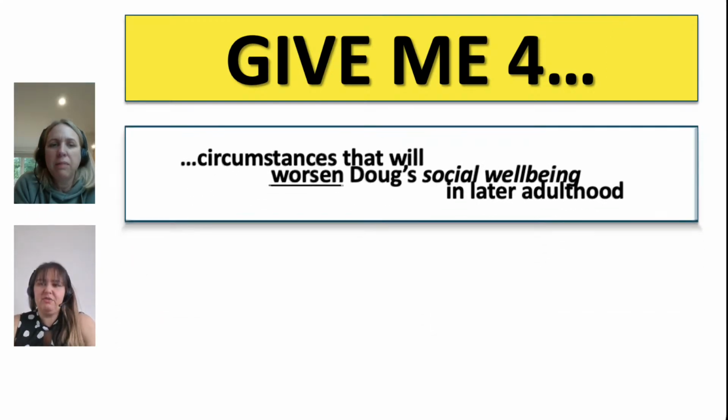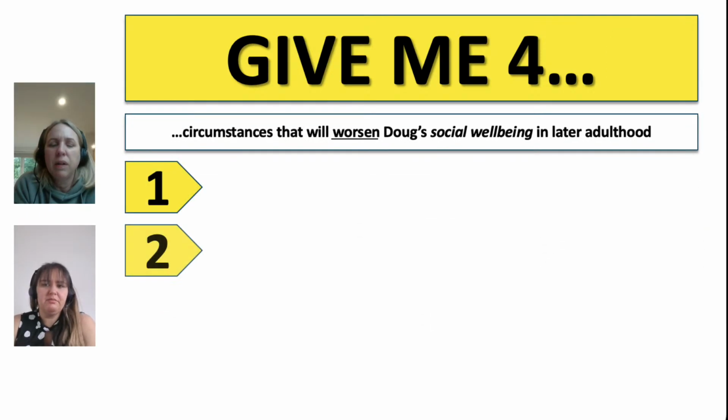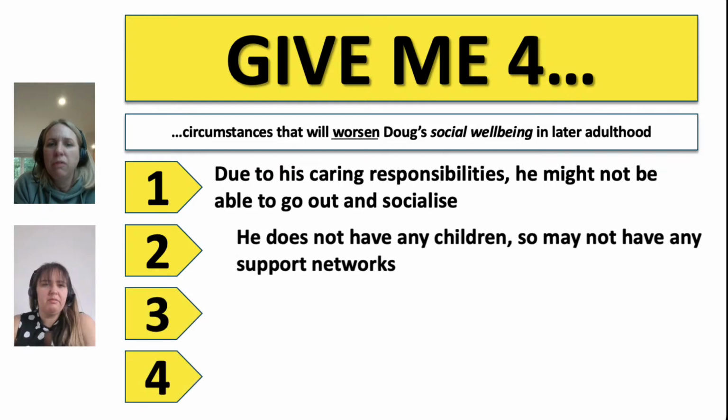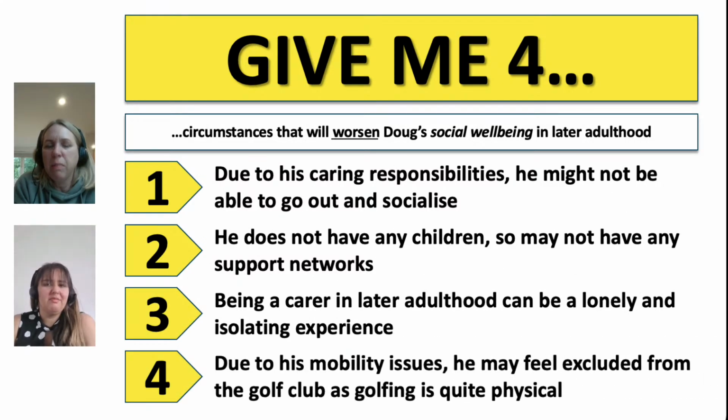They're very similar. We've got lots of really good ones. Have a little look, very similar. We've got his caring responsibilities. He might not be able to go out and socialize, doesn't have any children, so therefore might not have any support network through them, so that informal source of support. He's a carer, so therefore he could be quite lonely and isolated. So remember your words, if you're talking about social isolation or loneliness, that can relate really well to social well-being.